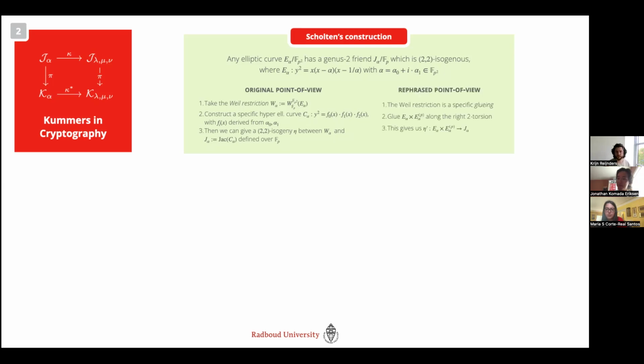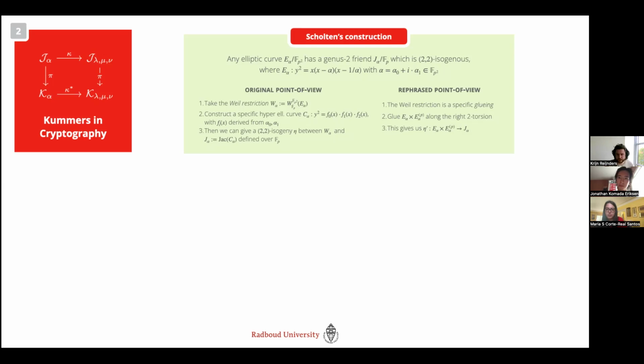Now, a more rephrased point of view that some of you may be aware of is this terminology of gluing and splitting, where you could say, I said here that the Weil restriction is a specific sort of gluing. What I mean by that is that you can glue E_alpha and the conjugate of E_alpha, this product of elliptic curves, along the rational 2-torsion. And that will give you this map eta as well to this Jacobian J_alpha. Now here, this would be defined over F_p squared, and then you have to sort of go down to the F_p part, the rational part of J_alpha.